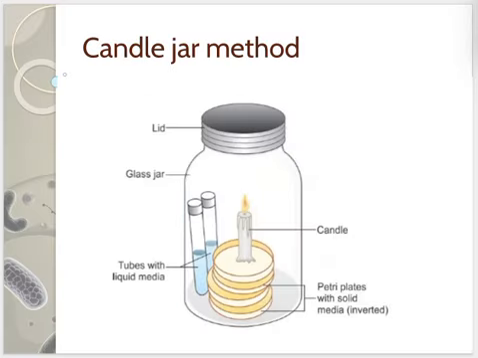The candle jar method creates a microaerophilic environment by placing a lit candle inside a sealed jar with bacterial cultures. As the candle burns, it consumes oxygen, lowering its concentration and increasing carbon dioxide levels. This controlled atmosphere supports the growth of bacteria that need reduced oxygen, like microaerophiles and capnophilic organisms, making it a simple yet effective cultivation technique.